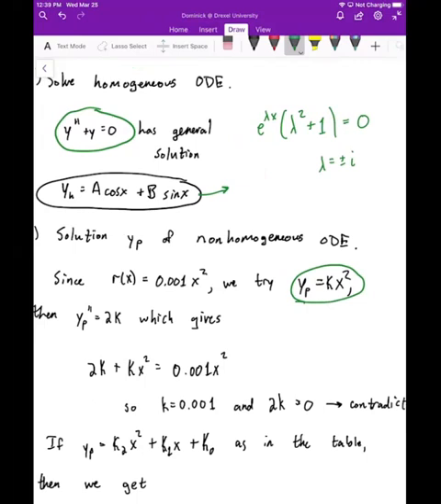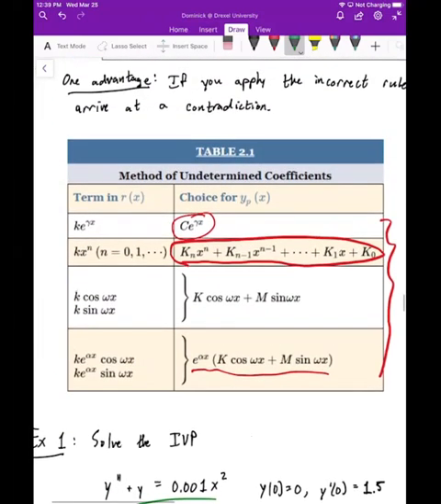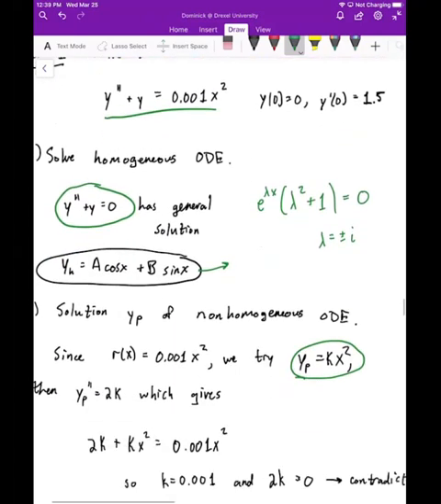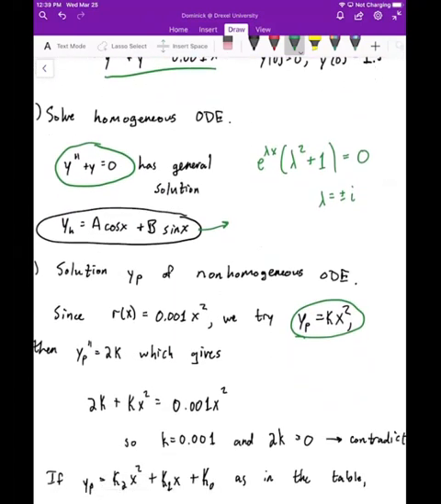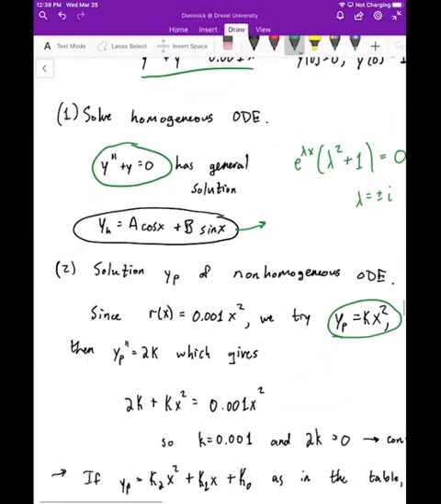So what I would need to do, if I consult our table here, is something like this. I would need to pick all preceding powers as well, right? But naively, I'm just going to say, let's try y sub p is k x squared. Now, if I take two derivatives, I'm going to get y_p double prime is just equal to 2k, right?